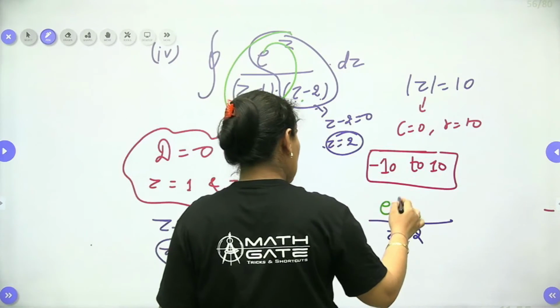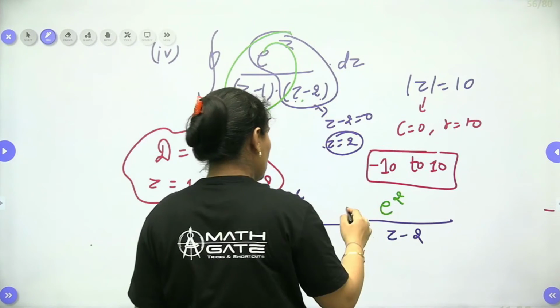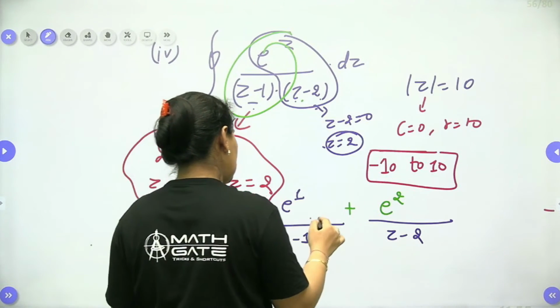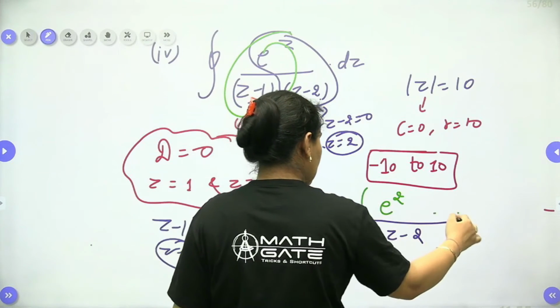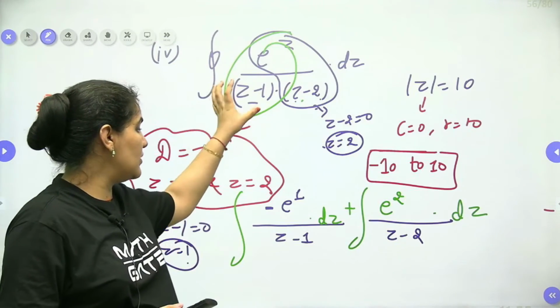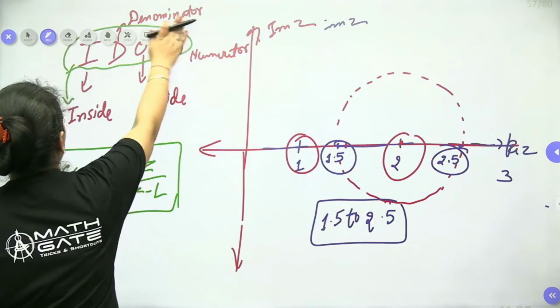So it will be e to the power 2, and z equal to 2 means 2 minus 1, so here we have a positive value. So we get two points, dz and again dz. Here we will approach the one question in two different parts. Let me write it down here.